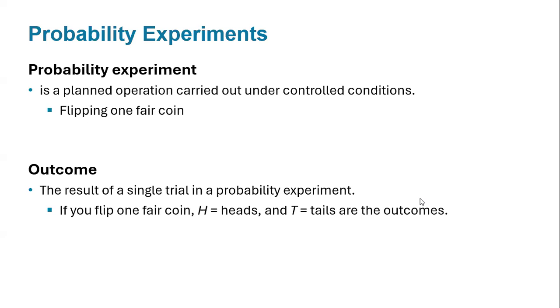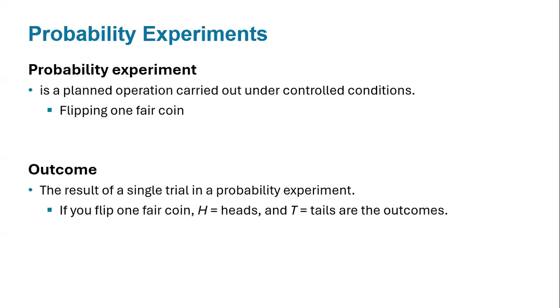In this video, I want to go over section 3.1 of Introductory Statistics in OpenStax. All of chapter 3 is talking about probability, and section 3.1 is mostly talking about probability terminology. So what's a probability experiment?